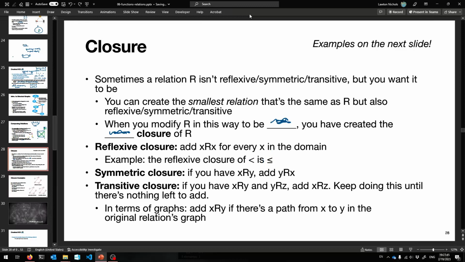All right, symmetric closure. If you have x related to y, just add the other arrow. You're forced to have it if it's symmetric. You are forced to add that. And that's the smallest, bigger relation that is also symmetric, all right?